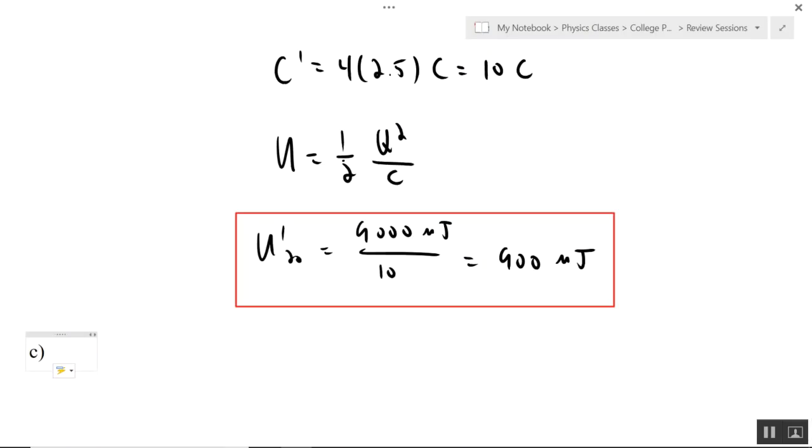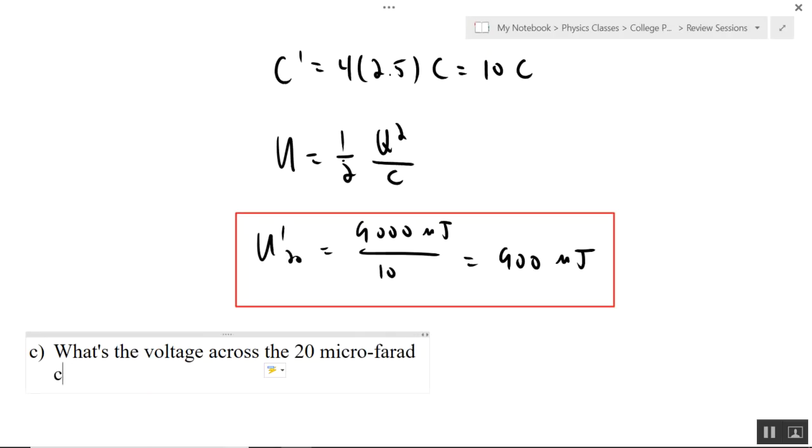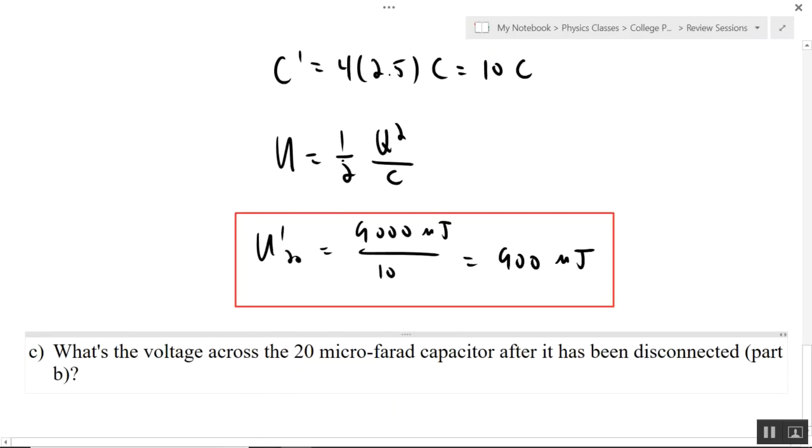Okay, so what is the voltage across the 20 microfarad capacitor after it has been disconnected? So everything described in part B, right, is what I'm saying. What's the voltage across it, right? After you disconnect it, move the plates closer to one another, and insert the dielectric.